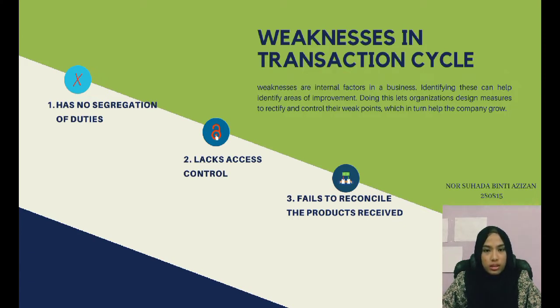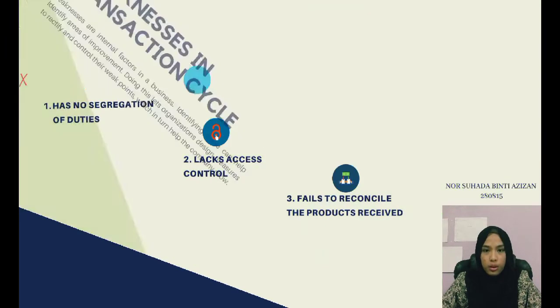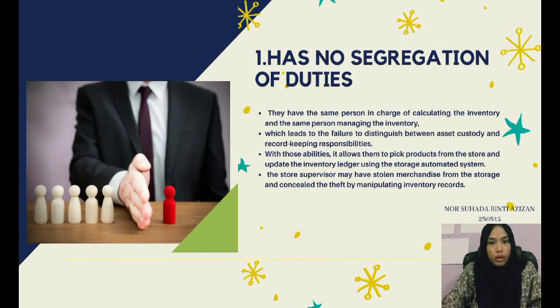As we all know, there are three weaknesses in the revenue cycle in our company. The first one is no segregation of duty. The second one is lack of access control, and the third one is failure to reconcile the product received. The first one, Y&R Multi-Enterprise has no segregation of duty.